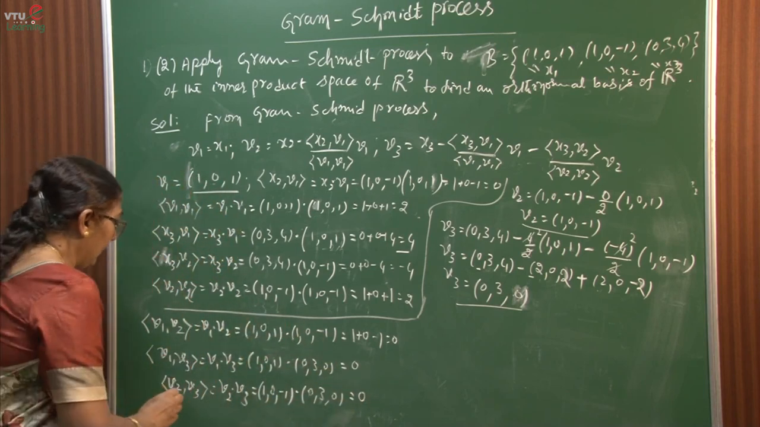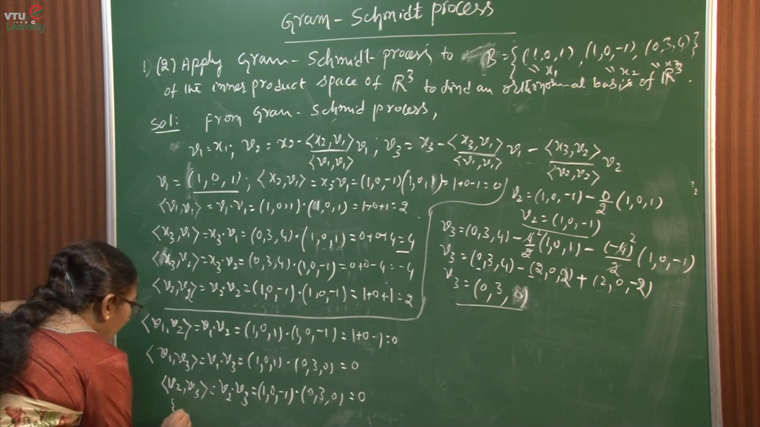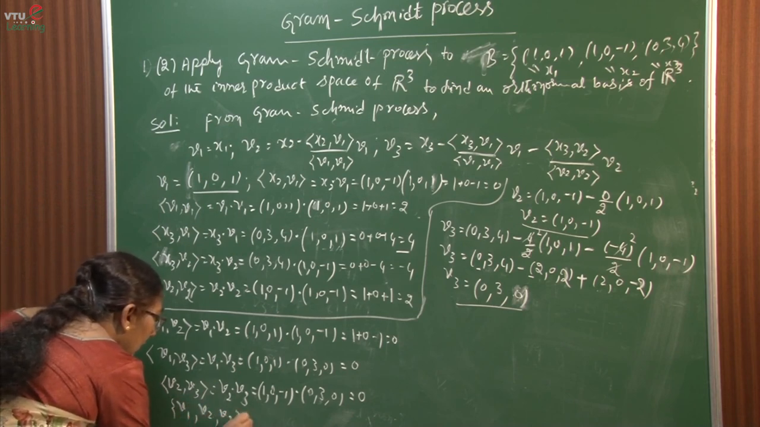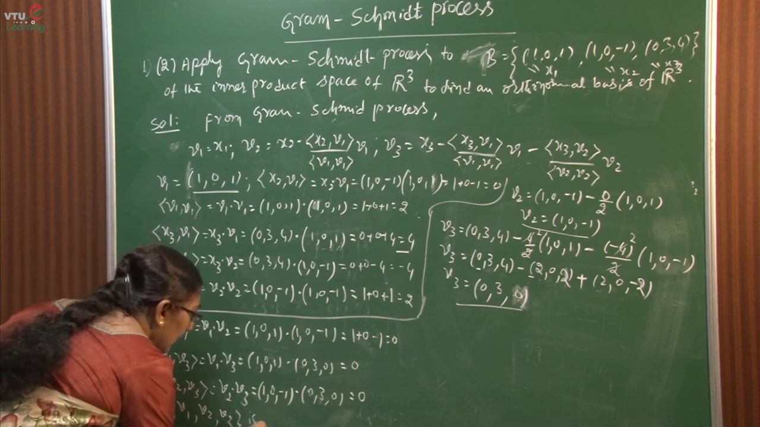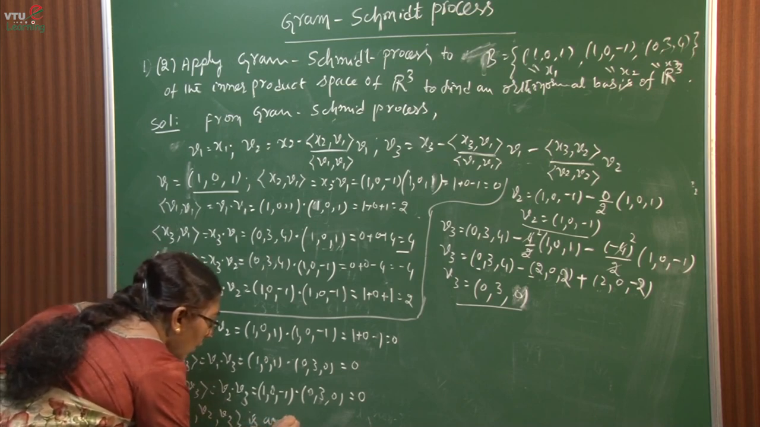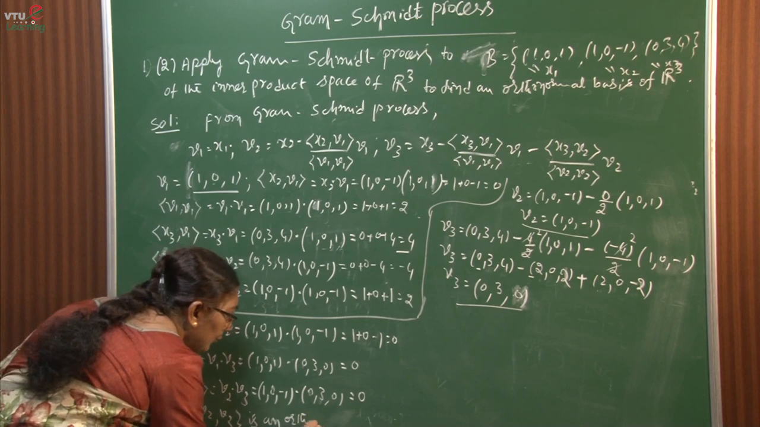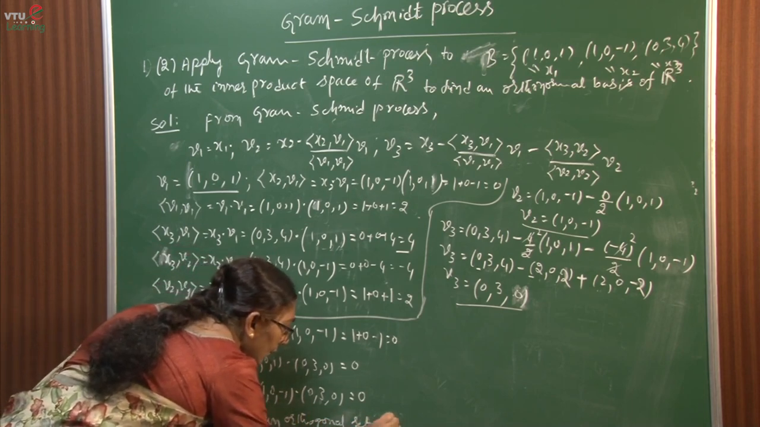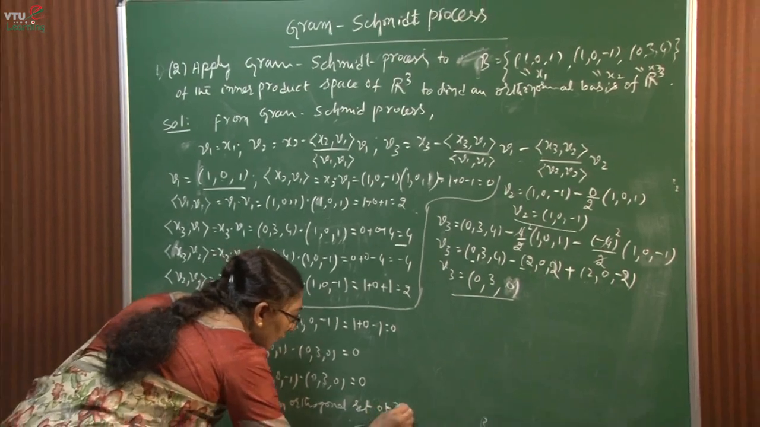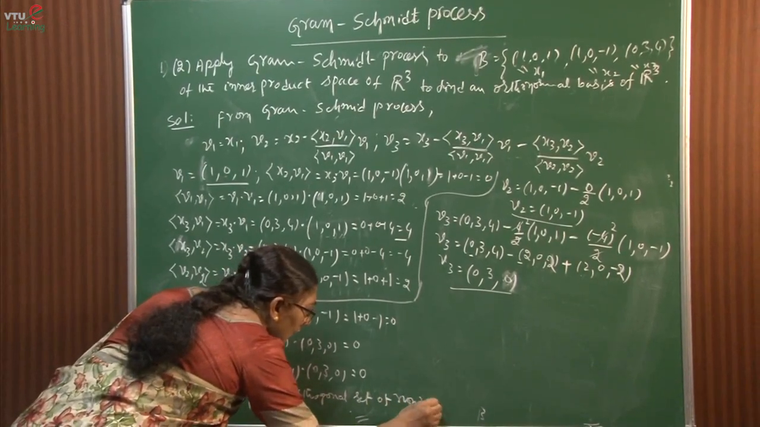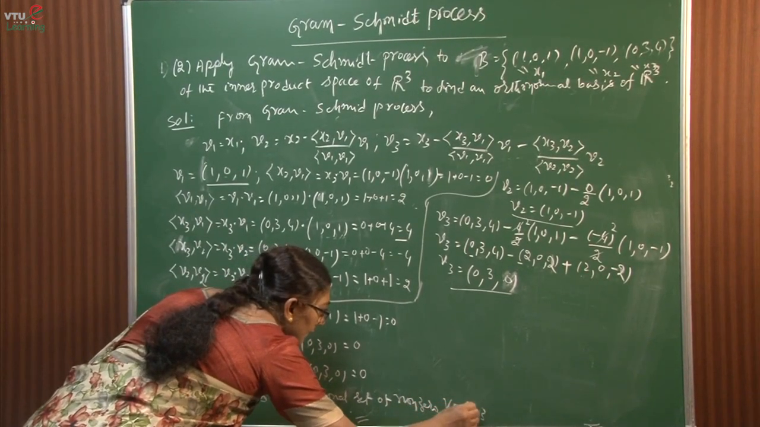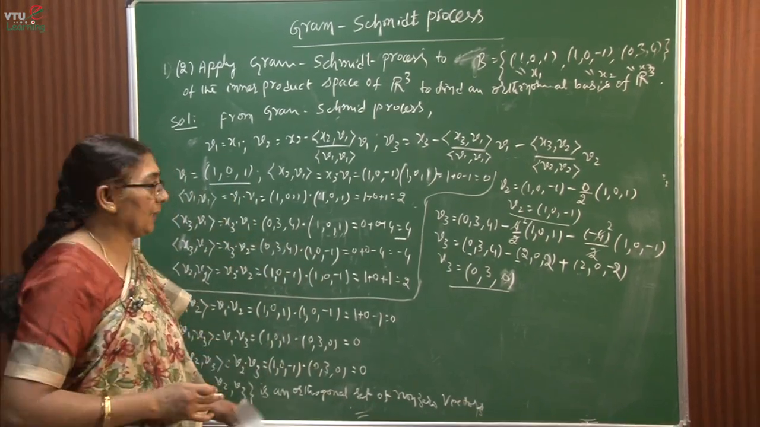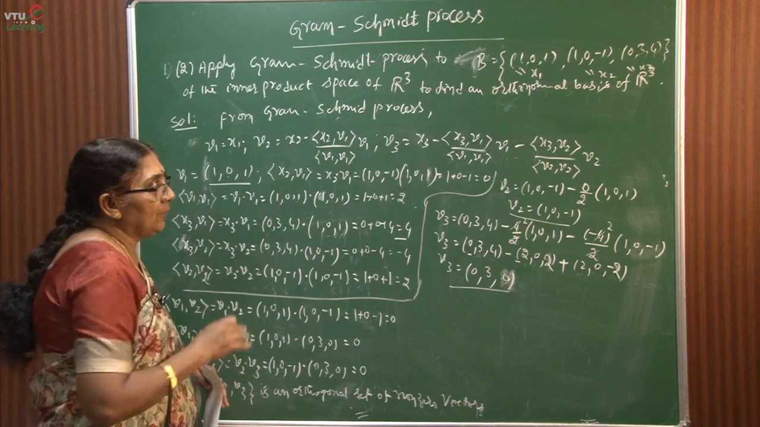Now we get the set of vectors v1, v2, v3 is an orthogonal set of non-zero vectors. Therefore, it forms which basis? Orthogonal basis.